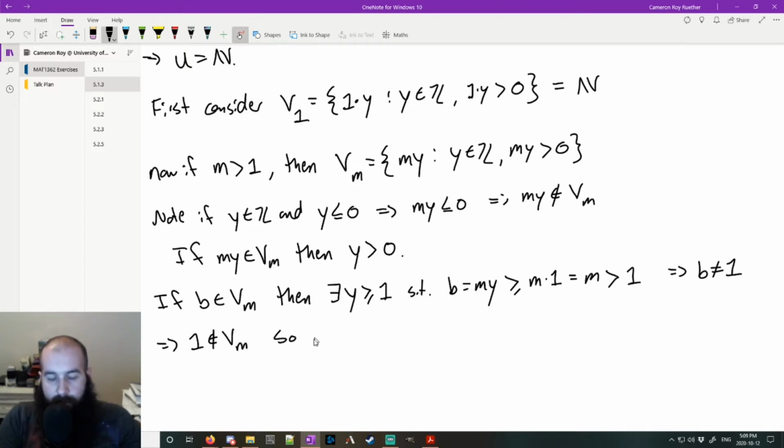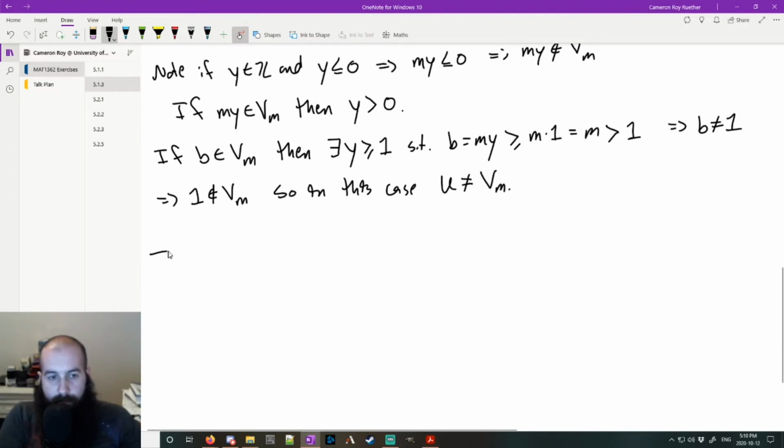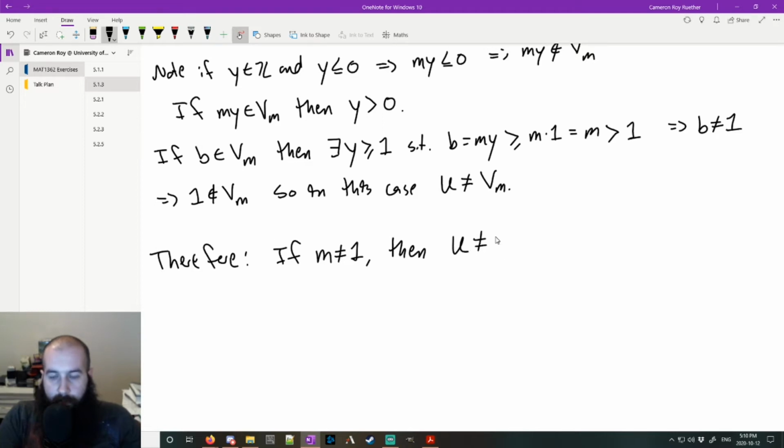So in this case, N is not equal to Vm. So in conclusion, therefore, if m is not equal to 1, then N is not equal to Vm, and N is equal to V1.